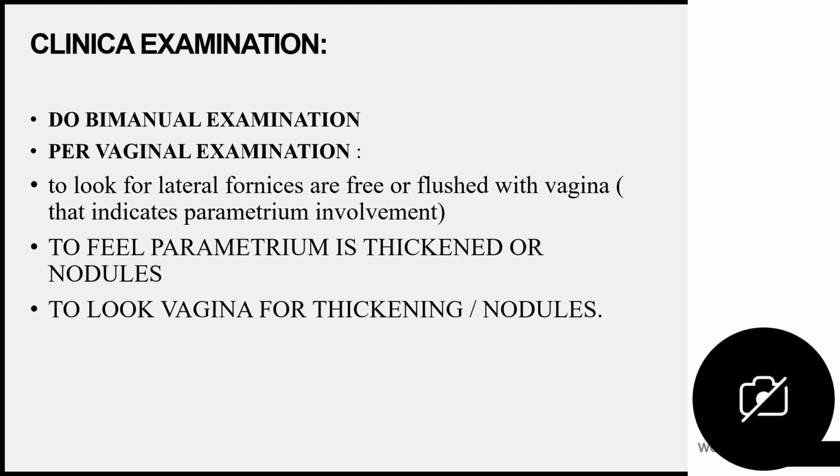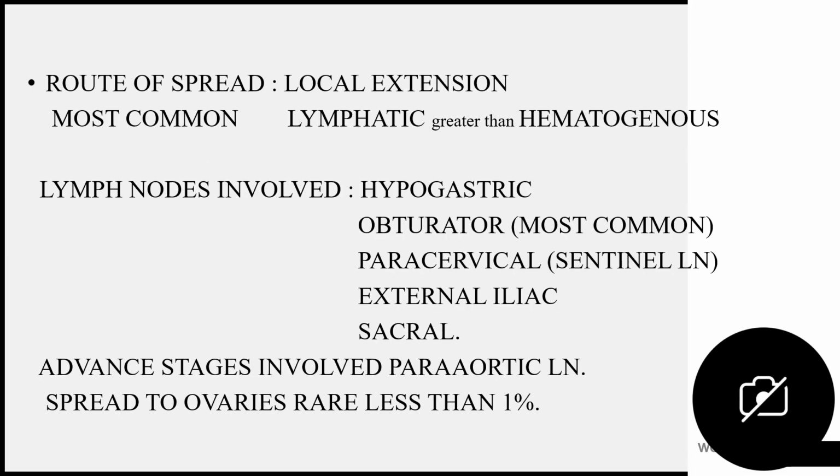Clinical examination also includes bimanual examination to look for the uterine size, mobility, and adnexal mass or tenderness, and the per vaginal examination to look for the local extension of the cervical cancer, to see if lateral fornices are free or flushed with the vagina, to feel if the parametrium is thickened or nodular. As cervical cancer staging is primarily clinical, clinical examination is very important in cervical cancer.